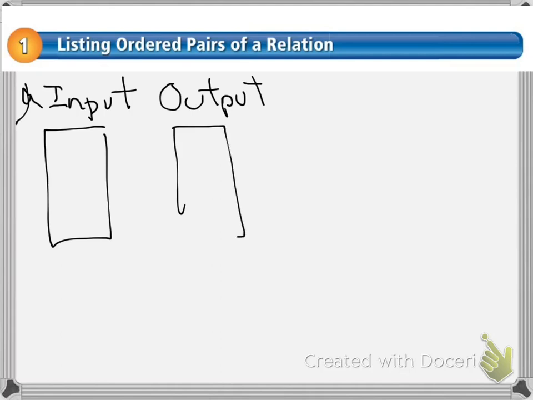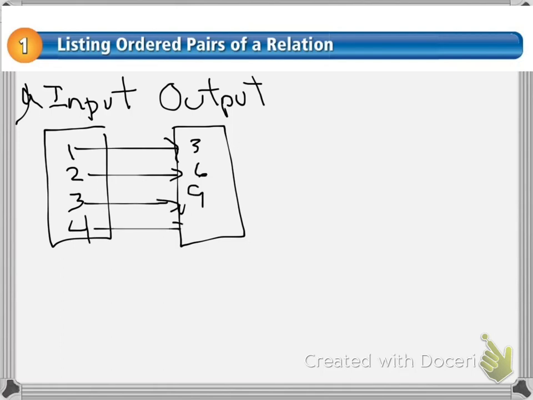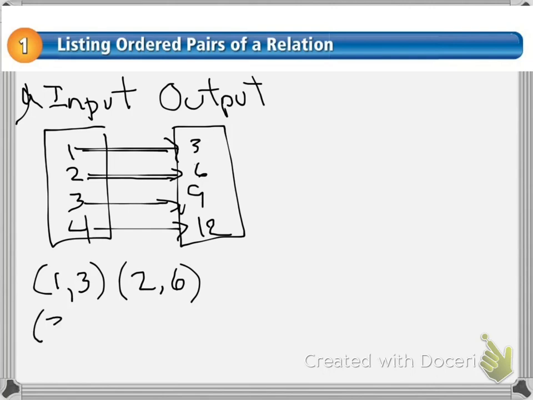My input and my output. And my input will be 1, 2, 3, 4. And for the input 1, we have an arrow to 3. Input 2, we have an arrow to 6. Input 3, we have an arrow to 9. And input 4, we have an arrow to 12. How would I represent that and list these as ordered pairs from a mapping diagram? Well, I take the input 1, and I know it's pointing to 3, so I'm going to write the 3 as my output. The next one, 2, points to 6. 6 is the output. And then we go down the 3, 9, and 4, 12.